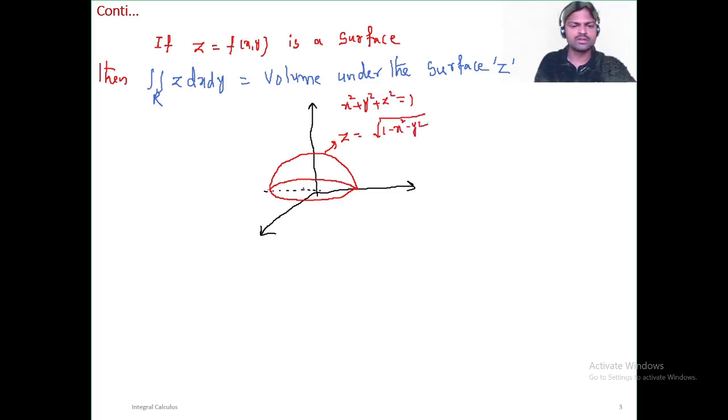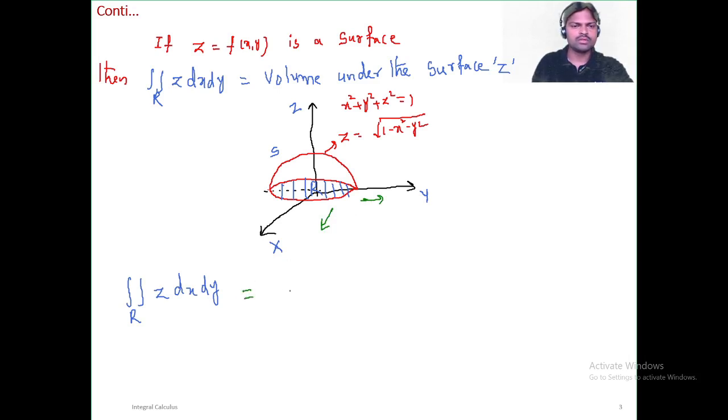What is the region of integration? This is the region of integration, my R, because the shadow of this surface will be this circular region in the xy plane. So in this region we have to integrate. The required volume can be obtained by the double integral of z dx dy over the region R, and we substitute the corresponding limits for the region R.